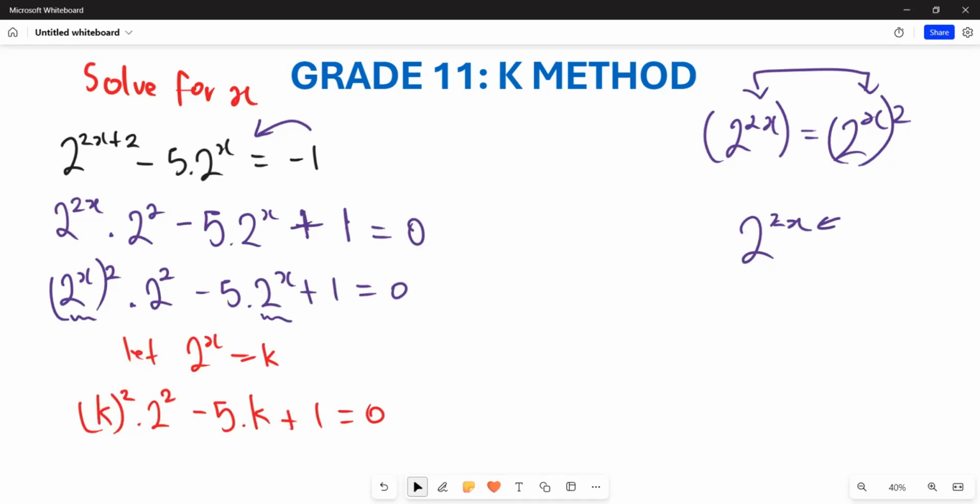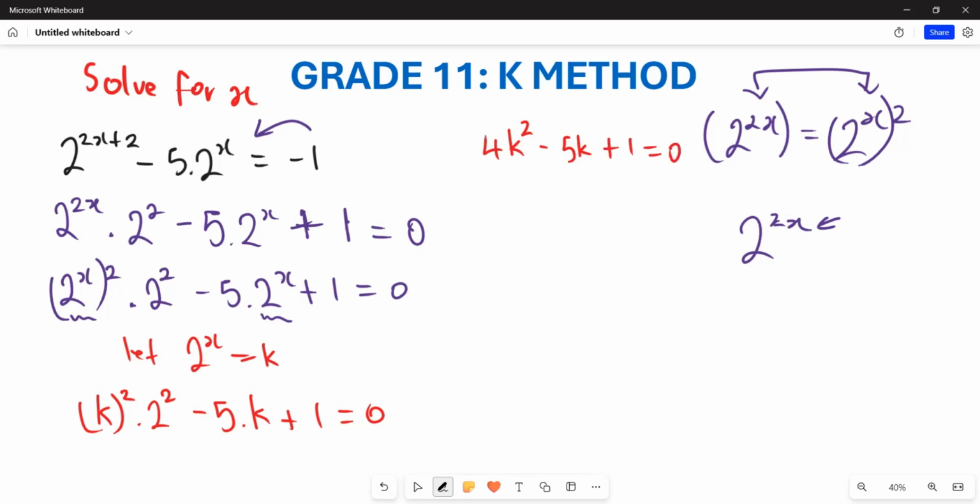What is 2 squared? Now 2 squared is the same as 4. So basically this is going to be your 4k squared, right? Because k multiplied by k is going to be k squared, and 2 squared is the same as 4, right? This is going to be subtract 5k, plus your 1 is equal to 0, right?